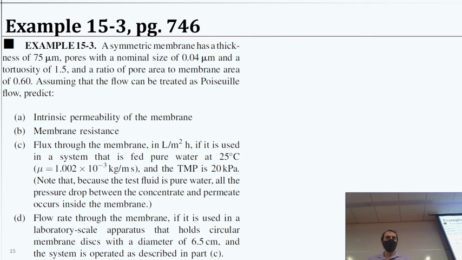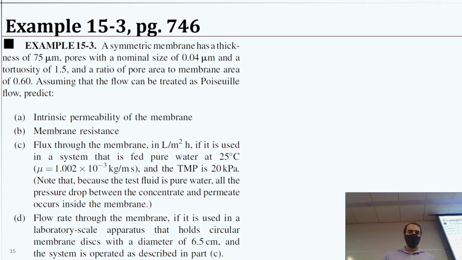Okay, so example 15.3, I think we've got a little time to work through this. So let's take a look and see what we can do on it. A symmetric membrane has a thickness of 75 micrometers, pores with a nominal size of 0.04 micrometers, and a tortuosity of 1.5. So there's an example of that tortuosity factor, right? I think that means it's extending those pores effectively by 1.5 times the vertical length. And a ratio of pore area to membrane area of 0.06.